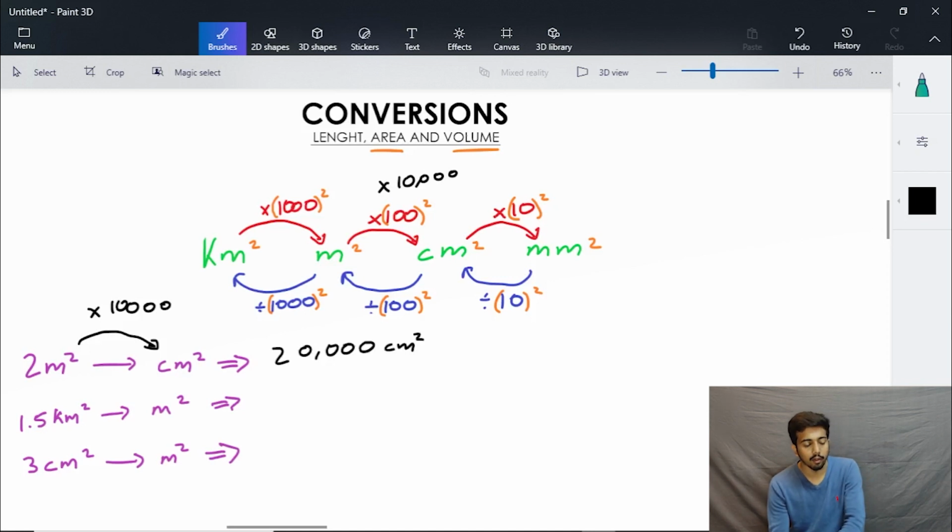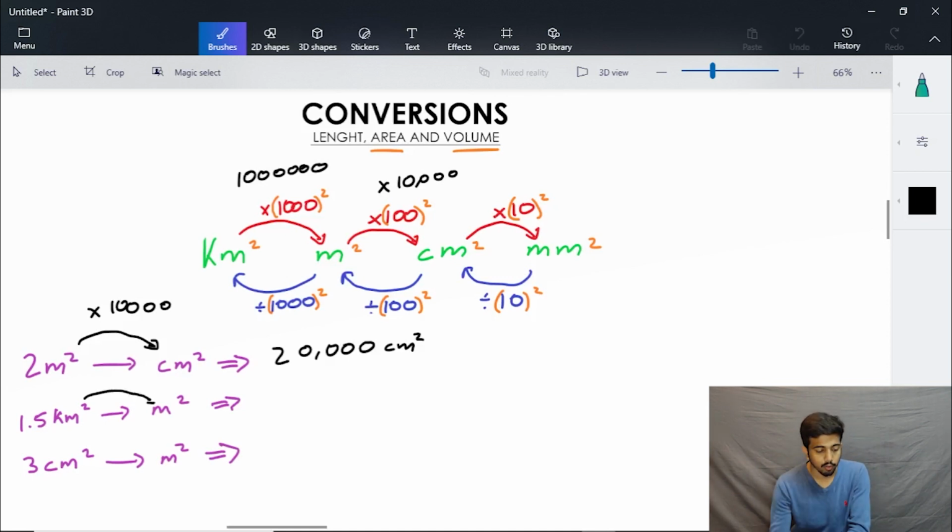Similarly, over here we have 1.5 kilometer square to meter square. So over here we have to multiply by the square of 1000. Square of 1000 is 1,000,000, 6 zeros. So we have to put in 1, 2, 3, 4, 5, 6 zeros. When taking squares of tens or powers of ten, what you can do is just double the number of zeros for squares or triple the number of zeros for cubes.